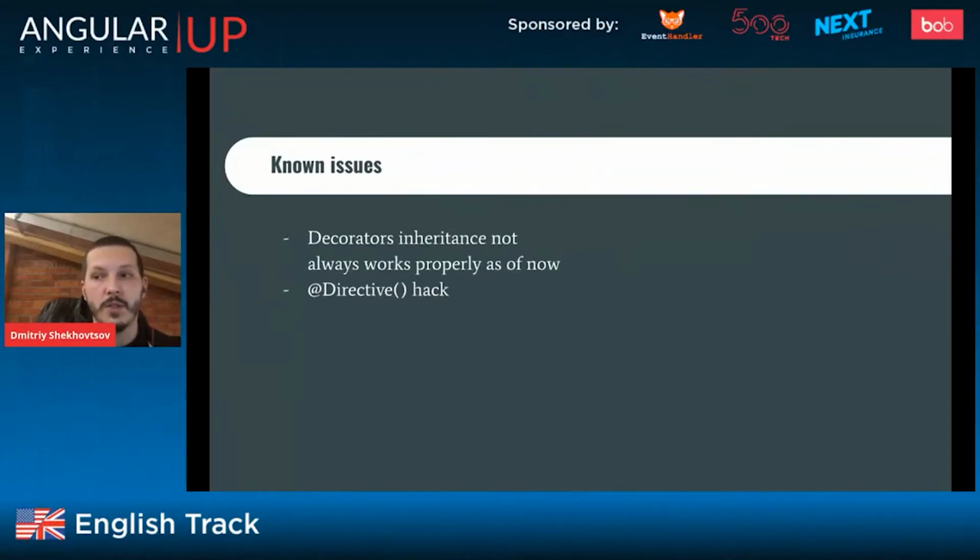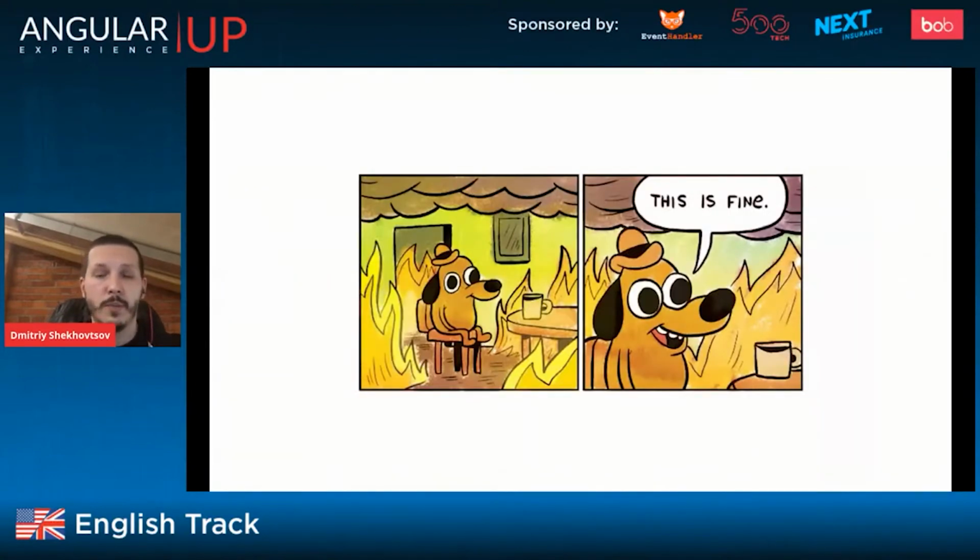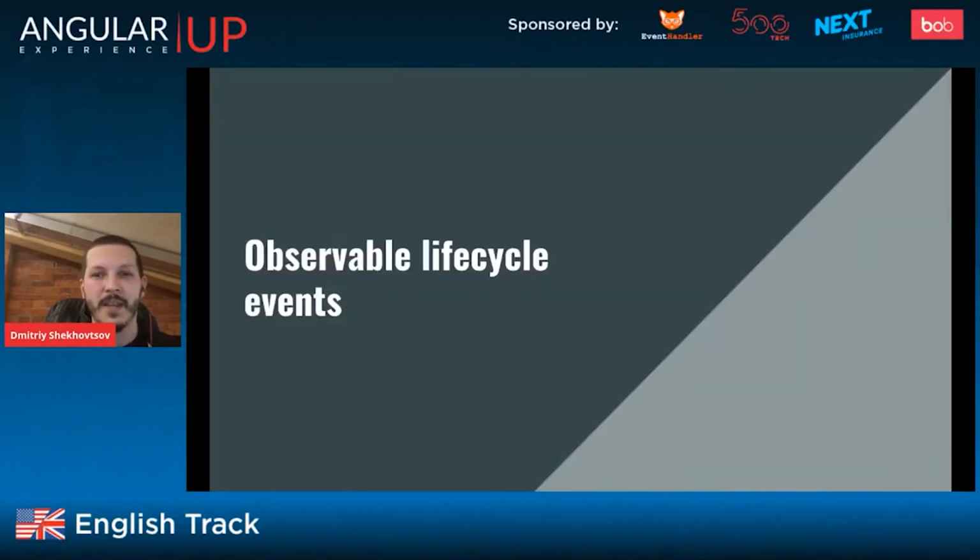Known issues, which as an honest person I have to mention to you: decorator inheritance doesn't always work properly as of now, but there are workarounds, and there are, of course, directive hacks, which you could see on some screens. But you shouldn't worry about that too much, because those hacks are used in Angular Material. So if you use Angular Material, you're already consuming those hacks and they're working fine for you. So that's fine.